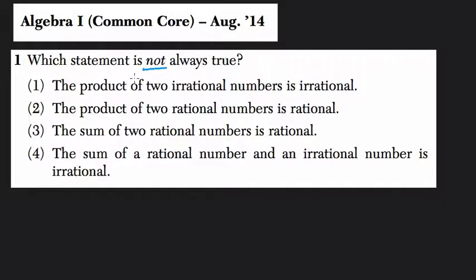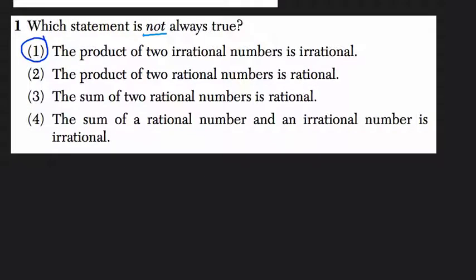Okay, so which of these is not always true? It turns out that choice one is the answer right away. The product of two irrational numbers is irrational. That's not always true. Now, there's lots of ways to look at this. One of the cases that contradicts this is to take any square root that's irrational, like the square root of 2. The square root of 2 is irrational.